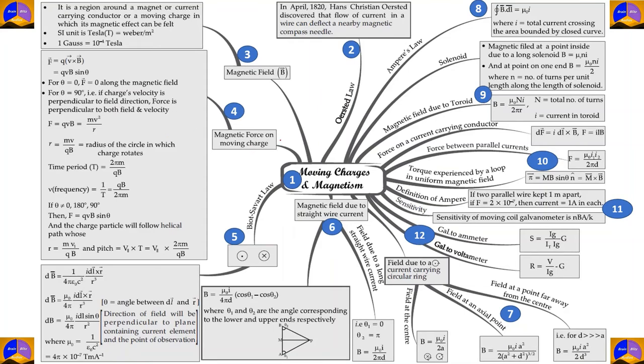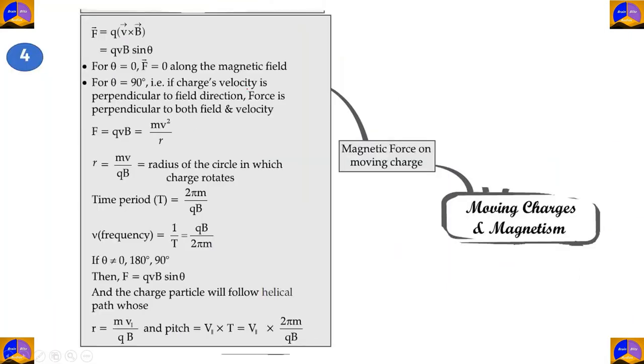Let's look at magnetic force on moving charge. The force formula that we get is F is equal to Q into V bar cross B bar. Now, this formula was given by a scientist named Lorentz, who found out that the force, which is related to Zeeman effect, would be the sum of the electric force and magnetic force. So from there, he found out that the magnetic force would be equal to Q times V cross B.